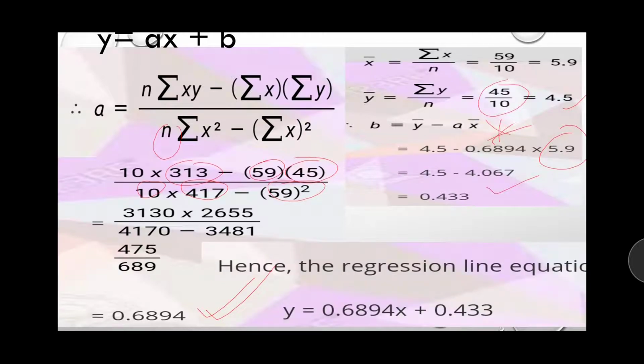So my regression line equation becomes y equals, remember my a is 0.6894, then x plus the value of my b, which will now be 0.433. So what you are seeing on the screen right now is our regression line equation. Okay, so we've succeeded in obtaining our regression line equation.